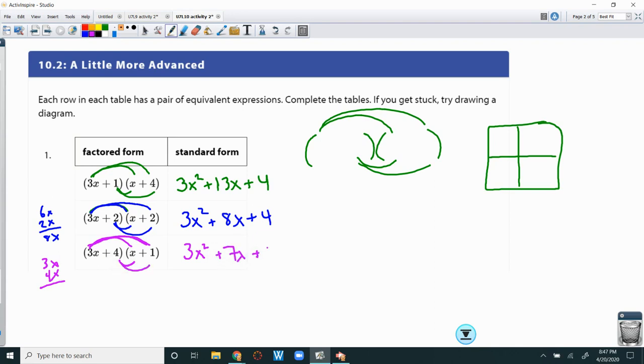plus 4. I want you to take a minute and notice what's in common here. If you notice, all of the squared terms, all the quadratic terms, are 3x squared. And all of the constant terms are 4. But our linear terms in the middle are all a little bit different. So that's an important fact here. Notice 1 times 4 gives me 4, right? All of these second terms multiply to give 4. And all the first terms multiply to give 3x squared.